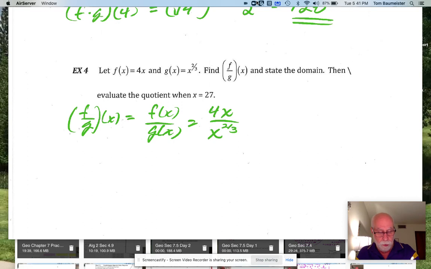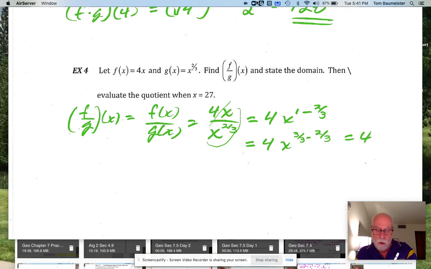And remember, on that one there, when the bases are the same, I can take the 4, and I can have x, because I'm just taking this part right here. That's going to be x raised to the first power minus 2/3. Okay? Or you can write that again as 4 times x to the 3/3 minus 2/3, common denominator. So that will give us 4x raised to the 1/3 power.